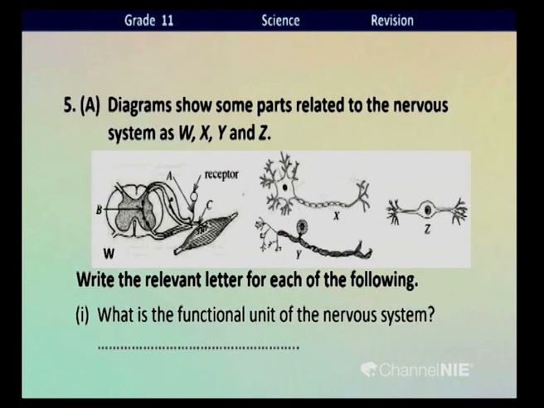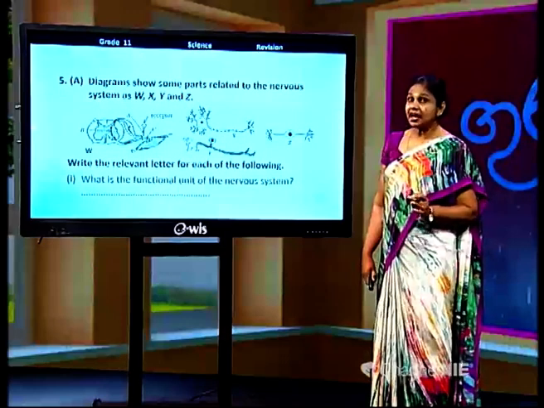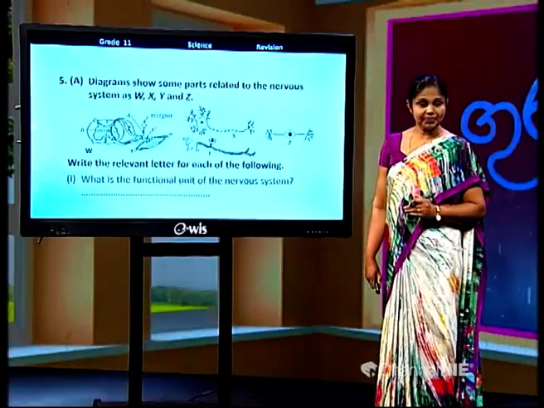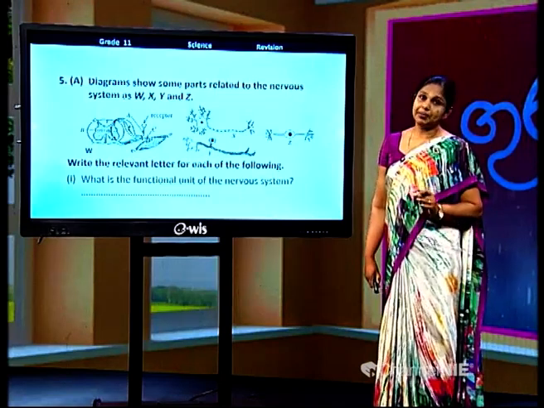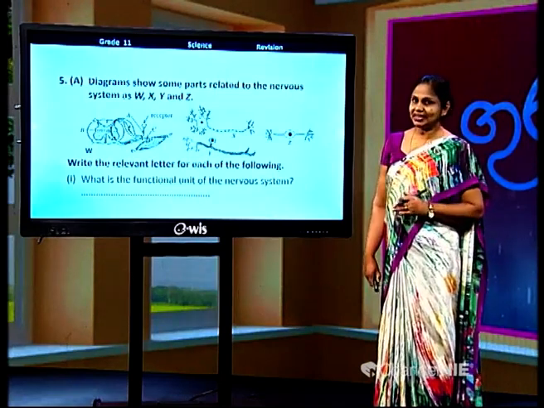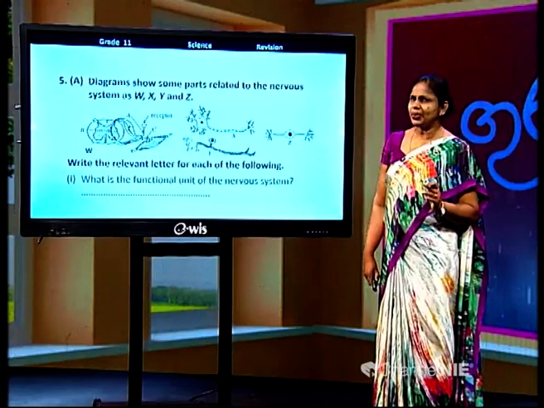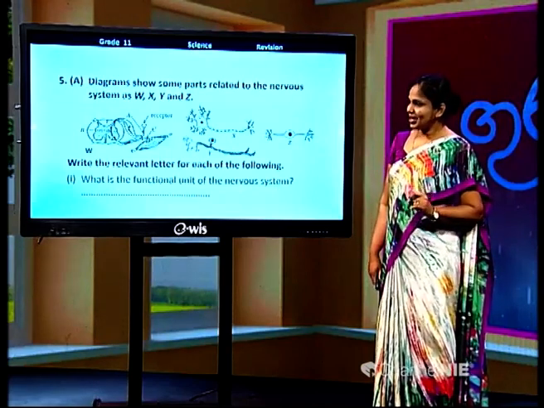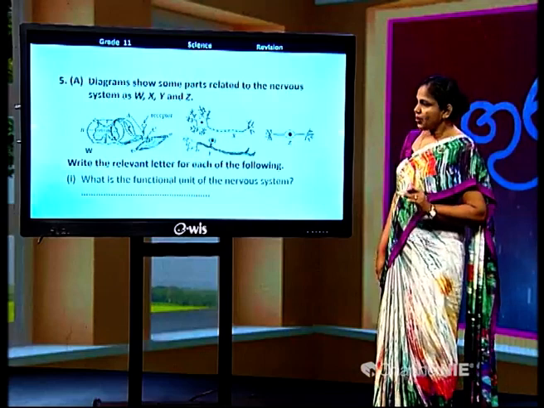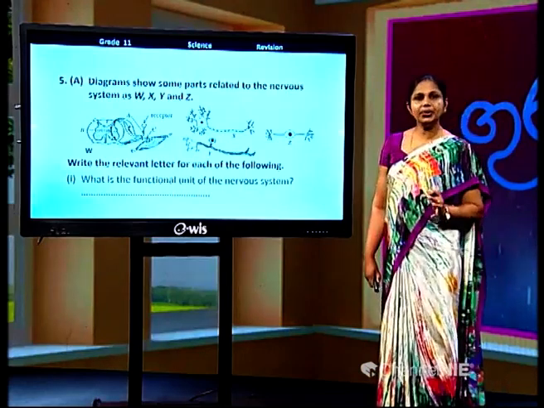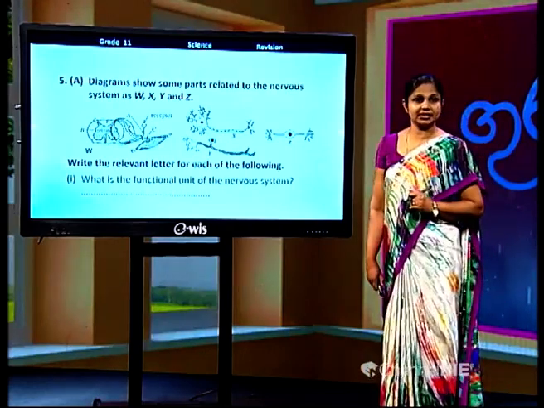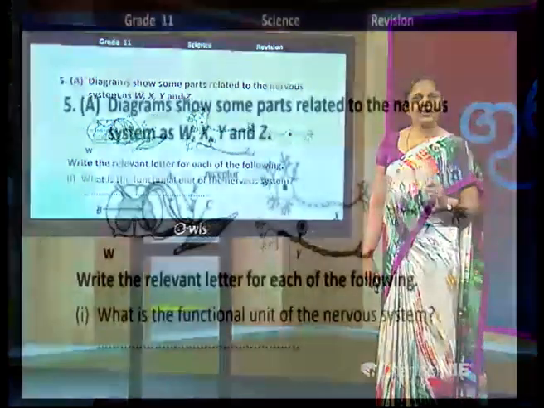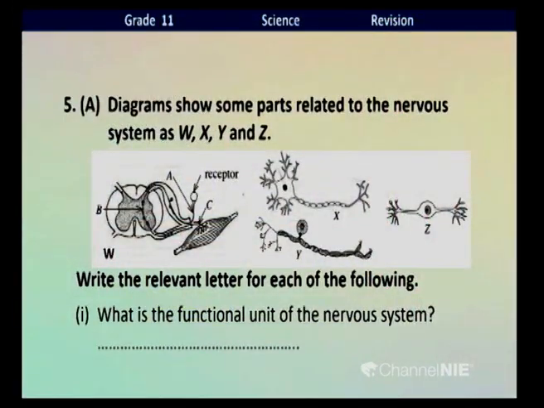And X, Y, Z represent some types of neurons present in the nervous system. We'll see the questions one by one. First question. What is the functional unit of the nervous system? Children, you know that the functional unit of the nervous system is the reflex arc.